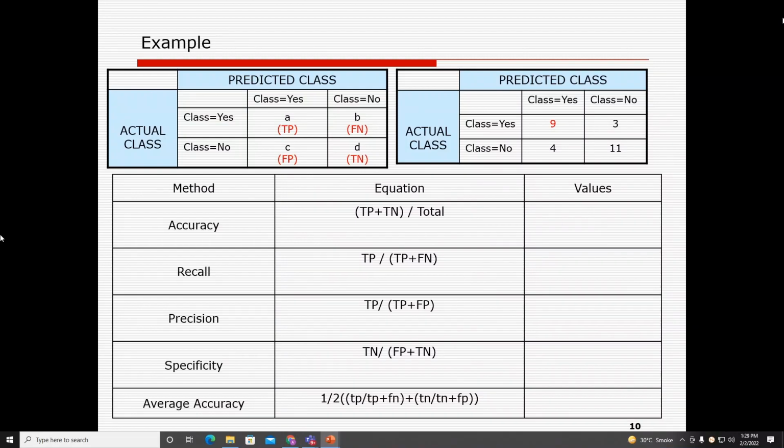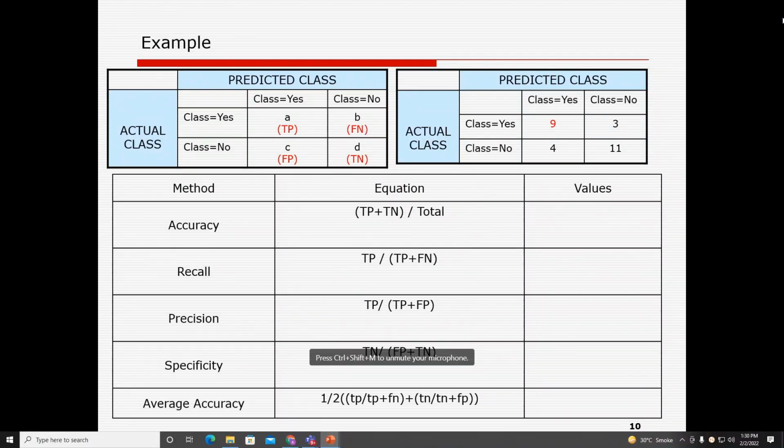So this general template, you can prepare like this so that there will be no confusion in the exam also. You can easily answer. So TP upon TP plus FN, that is 9 upon 9 plus 3, that is 12. 9 upon 12, 0.75. Precision is TP upon TP plus FP. So 9 upon 9 plus 4, that is 13. Specificity is your TN, that is 11, divided by 11 plus 4, that is 15.